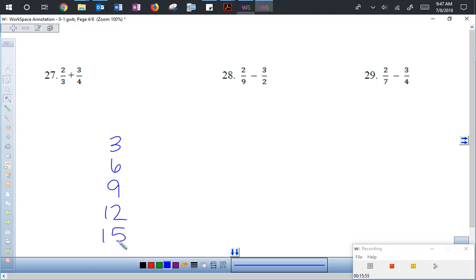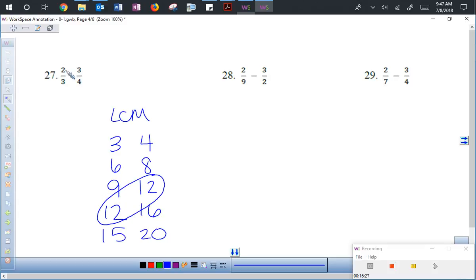15. And then I would want to look at the multiples of this denominator here, this 4, and list those out. So 4 times 1 is 4, 4 times 2 is 8, 4 times 3 is 12, 4 times 4 is 16, and 4 times 5 is 20. Now we want to see what is the smallest number that both of those lists have in common. And as you can see, that number is 12. That's what we call the least common multiple of 3 and 4. That means we want to turn each of these denominators into a 12. That's going to be the least common denominator between them.